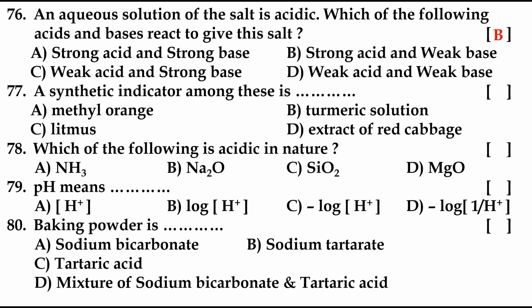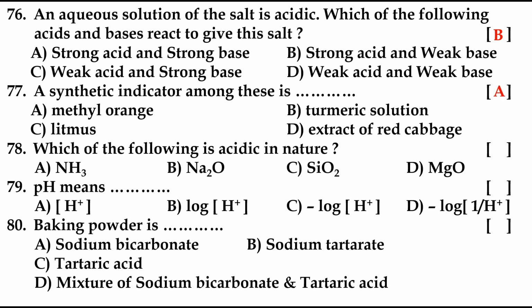77. A synthetic indicator among these is dash. A. Methyl orange. B. Turmeric solution. C. Litmus. D. Extract of red cabbage. Answer is option A, methyl orange.